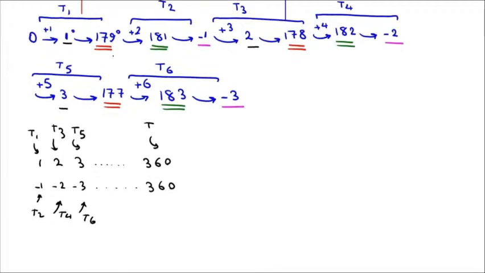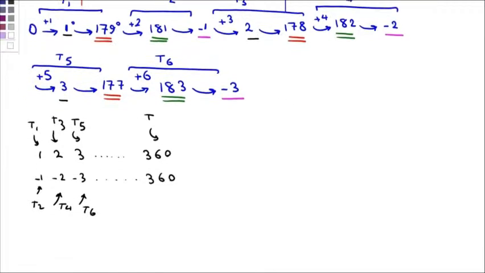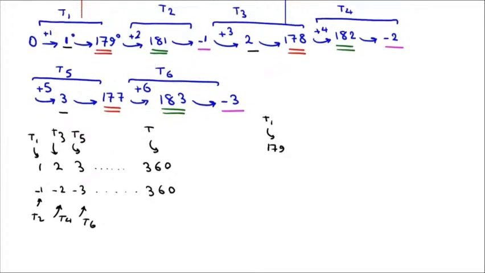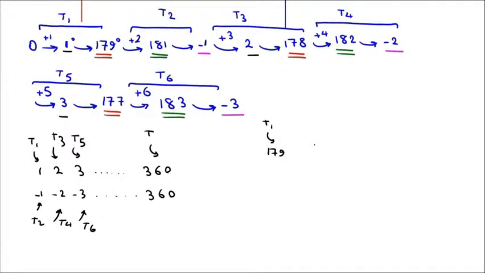And the other one, 179, let's consider that. We write it here. 179, it is in T1. Then 178, it is in T3. 177, it will be in T5. And we want to see in what T we will reach 0.